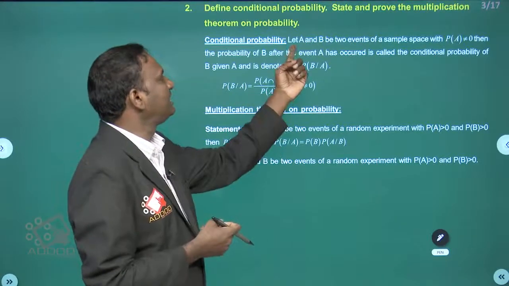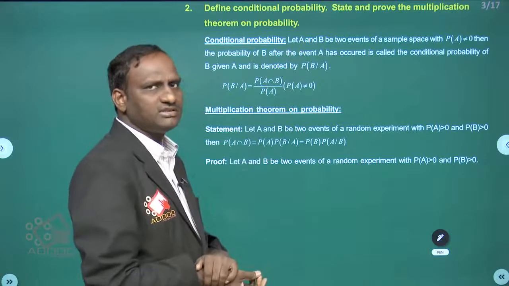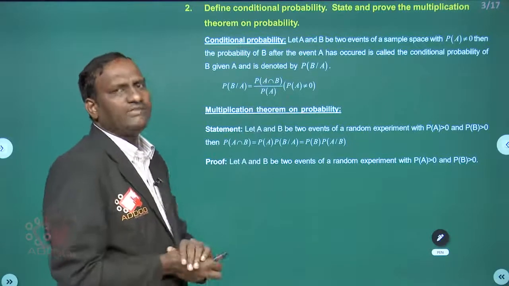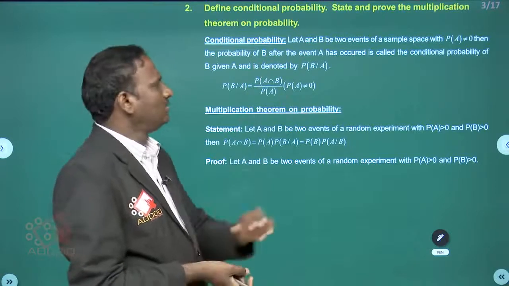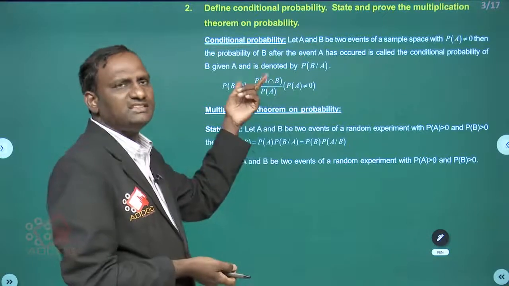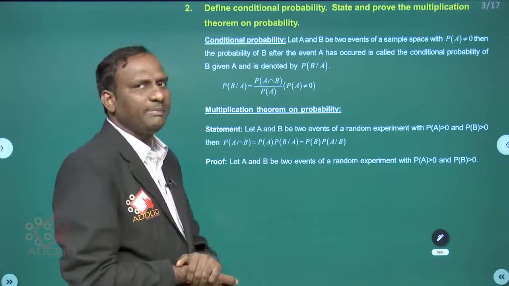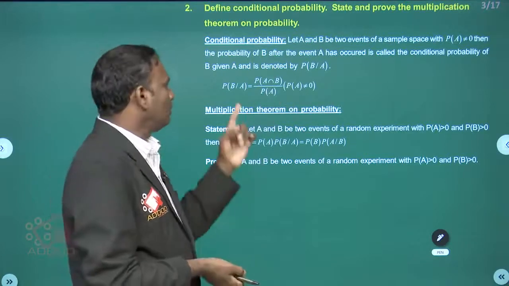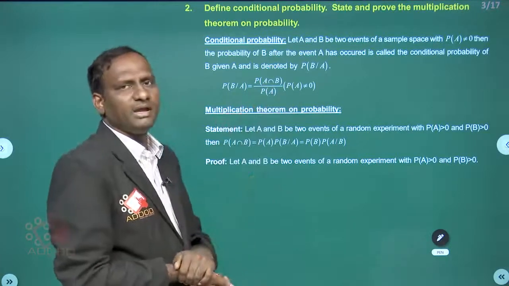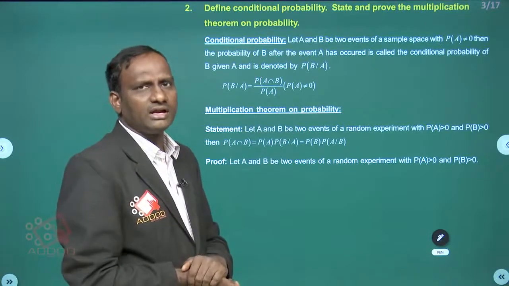So again, see the definition. Let A and B be two events of a sample space with P of A not equal to 0 and P of B not equal to 0. And here B is happening after the happening of A. Then it is called the conditional probability. It is read as P of B given A, and it is denoted by P of B divides A. So the definition is P of B given A is equal to P of A intersection B by P of A, where P of A is not equal to 0. That is the definition for conditional probability.